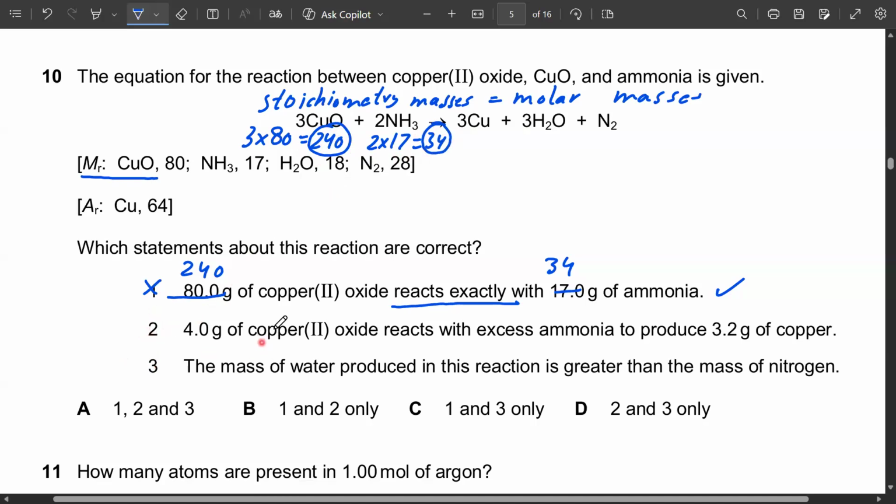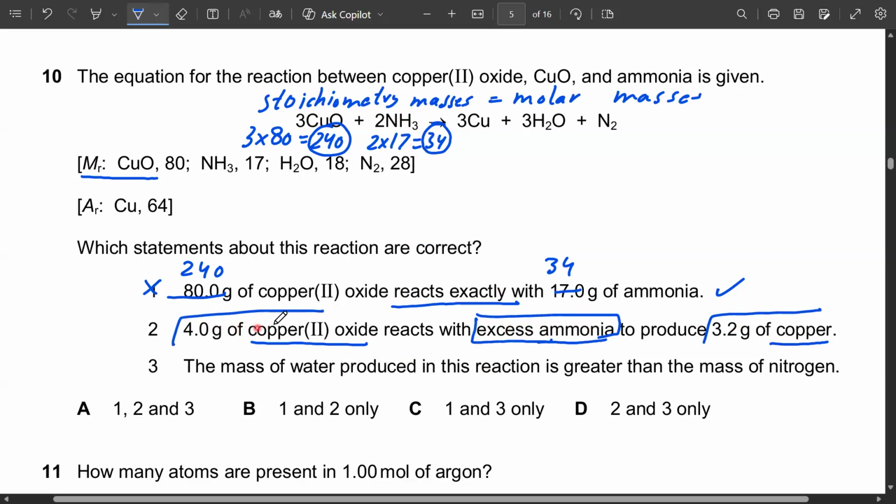The second statement says 4 gram of copper oxide reacts with excess ammonia to produce 3.2 gram of copper. Now they have included 3 substances. This is the first substance, this is the second substance, and this is the third substance. Out of these 3, we have 2 reactants and 1 product. They have considered ammonia as excess. So if they are considering ammonia as excess, we will not include any calculation of the ammonia to check the answer. We will only compare the masses of the copper oxide and the copper, because ammonia is in excess, so we do not include it in the calculation.